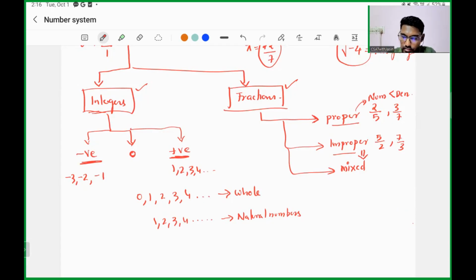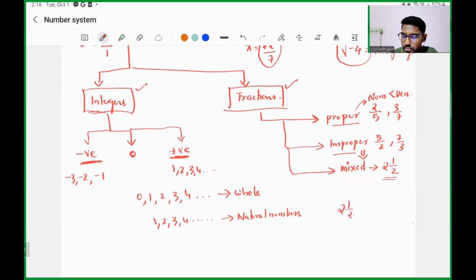That is a mixed fraction. For example, you might have 2 1 by 2. We are writing 2 1 by 2. This is a mixed fraction. We'll take later, in the next class, how we can convert an improper fraction to a mixed fraction and a mixed fraction to an improper fraction. That we will take later. So just remember, a mixed fraction is like this: 2 1 by 2.